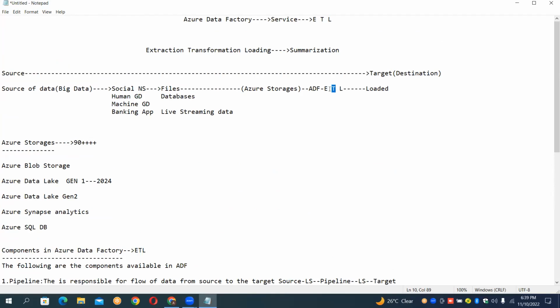T is the actual process of data summarization, whereas in the T we will perform the mapping data flows. That means transformation. Data flows. The data flows are nothing but called transformations. That's it, guys.